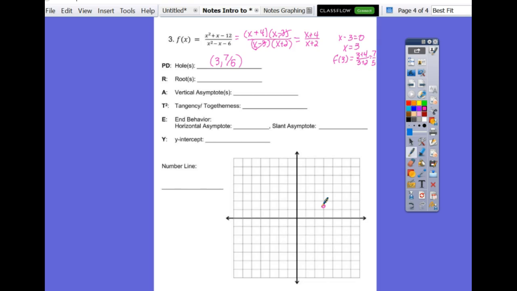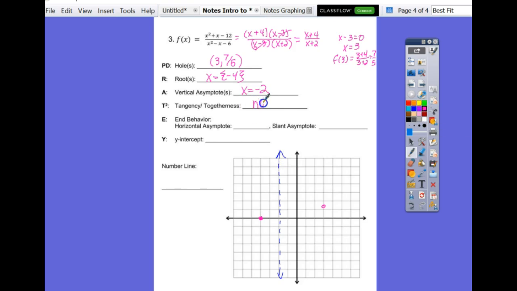Okay, so next, the roots come from where? Top or bottom? Top. So what's left on top? So put a point at -4. The vertical asymptote comes from bottom, so I get x equals -2. So if I put that on the graph, there's my -2.